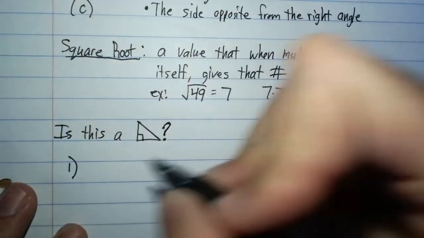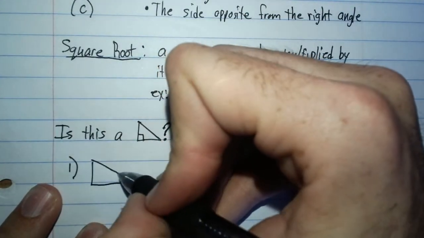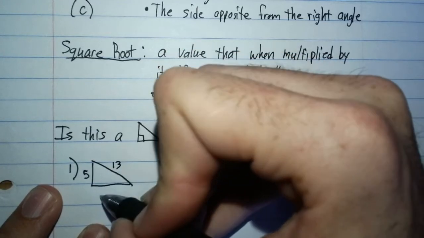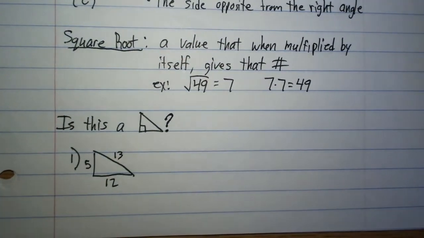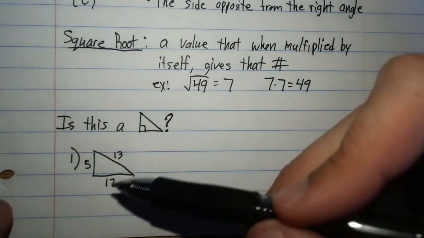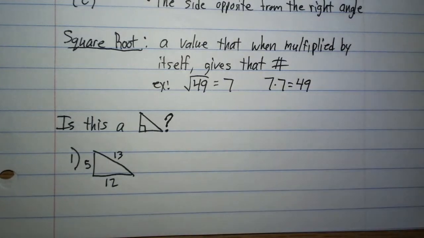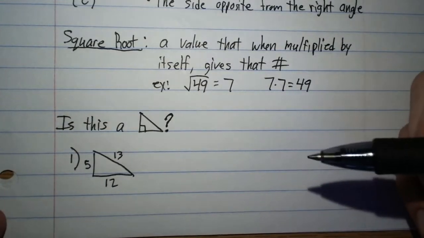So example 1, like this, 5, 13, 12. We want to know, is this a right angle right here? Okay, it looks like it, but with the naked eye, you can't tell if that angle is 89 degrees, 90 degrees, 91 degrees, 90.1 degrees. You cannot tell if that is a right angle or not.